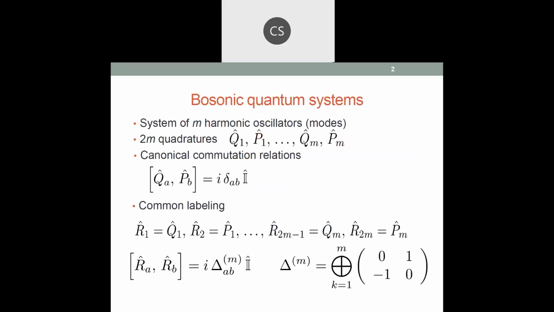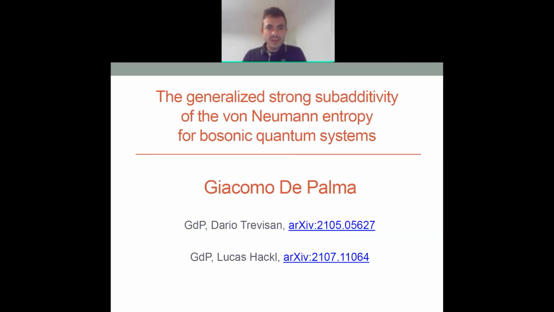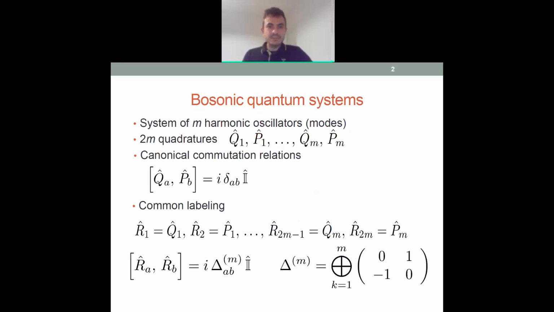Okay, this result is about a generalization of the celebrated strong subadditivity inequality for the von Neumann entropy. So this result concerns bosonic quantum systems. So, let me start with presenting what a bosonic quantum system is.